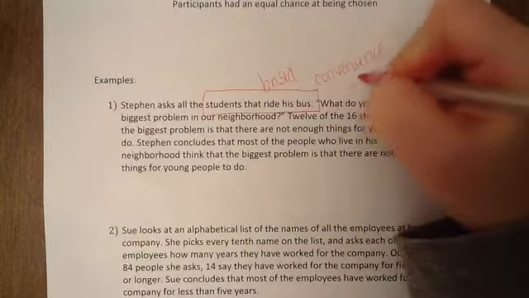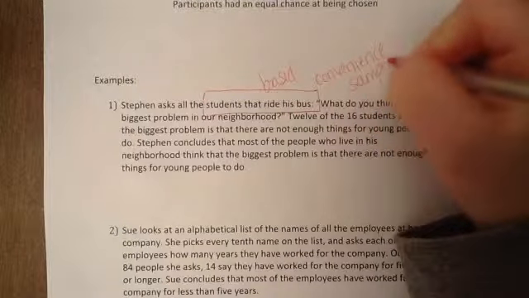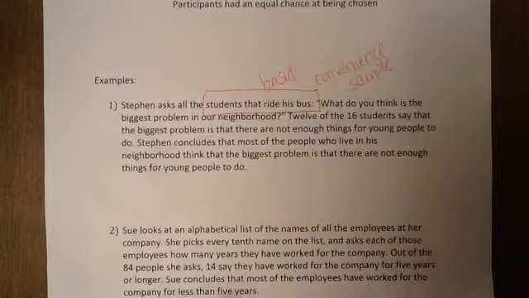Convenient sample means the people are very easily accessible, right? They're a group that's right around them, so they can ask them very easily. If Stephen wanted to do a better job with this, he would make sure to go out and get a very good representation of the town. He'd make sure he had some older people, middle-aged, younger, so he had a good representation. So this would be not a good situation.